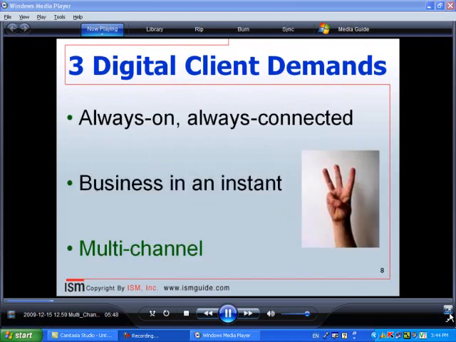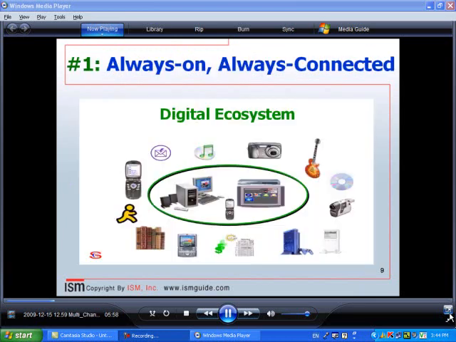And in fact, they have 3 demands in the way they want to do business with a company. And I'll briefly look at each of these. The first one deals with this concept of always on and always connected. Always on, always connected is this idea of always on and always connected to the Internet and to one another.